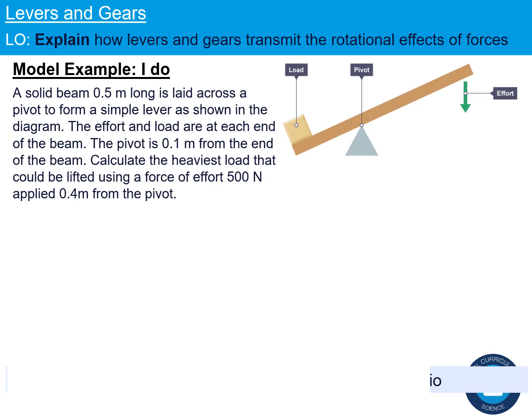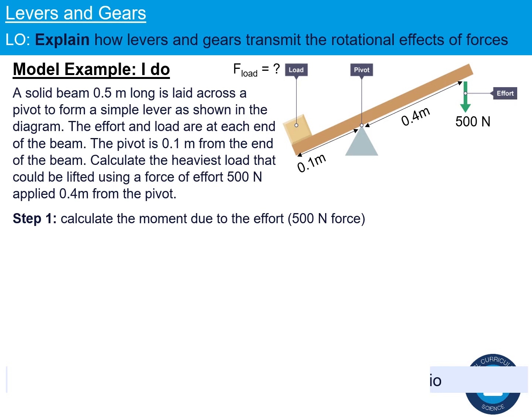So let's just identify what all these different numbers are. We've been told that the effort is 0.4 meters from the pivot, so I've labeled that distance on our diagram. And we know that the effort is 500 newtons. We've also been told that the pivot is 0.1 meters from the end of the beam, but also that the load is at the end of the beam. So we can conclude that the distance between the load and the pivot is 0.1 meters. We want to find out the force of the load.